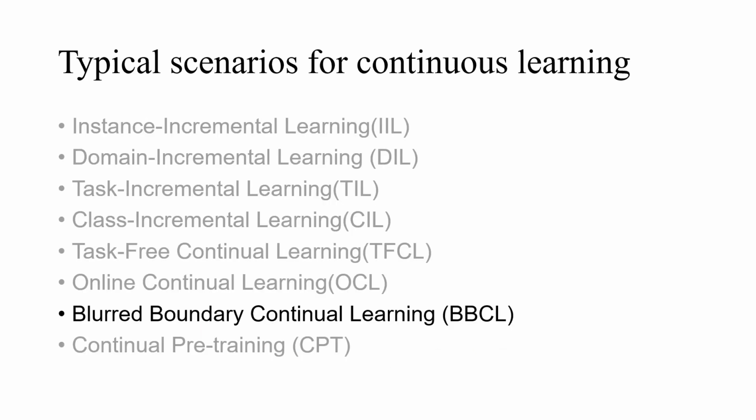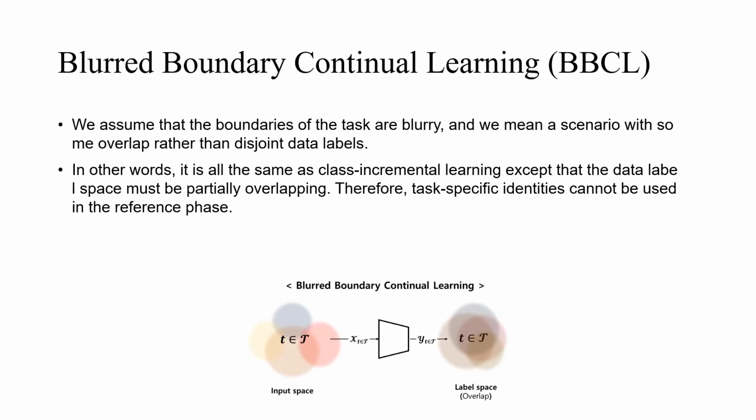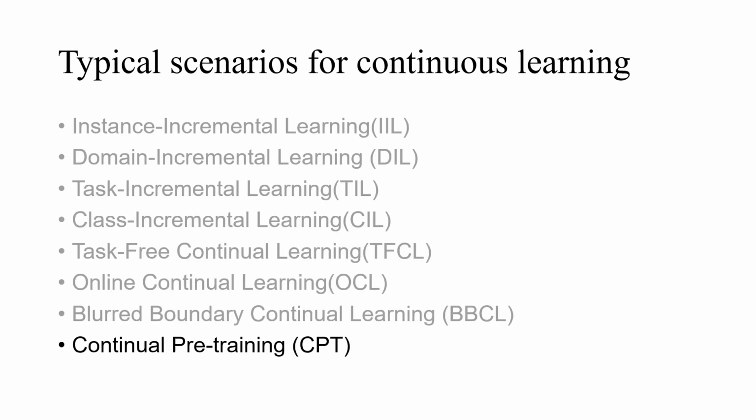Next is blurry boundary continual learning. We assume that the boundaries of the task are blurry, and we mean a scenario with some overlap rather than disjoint data labels. In other words, it is all the same as class incremental learning, except that the data label space must be partially overlapping. Therefore, task-specific identifiers cannot be used in the inference path.